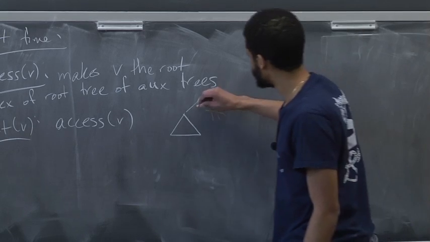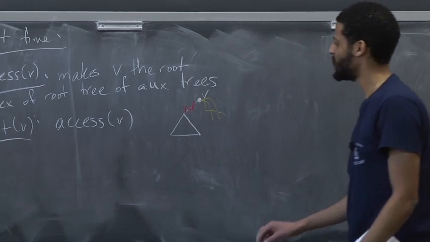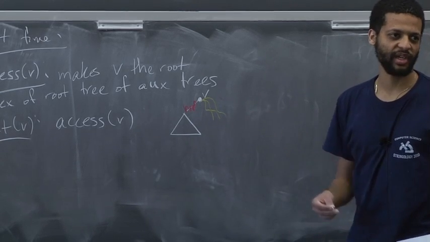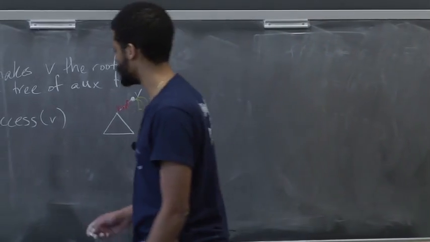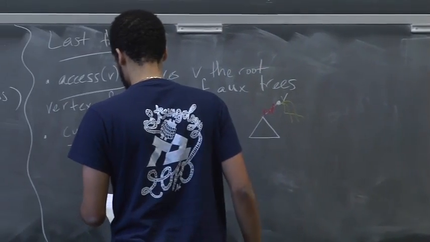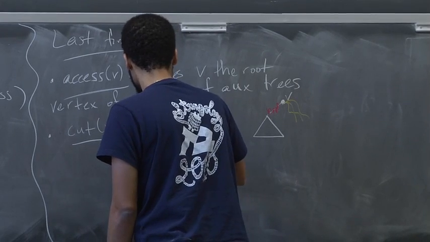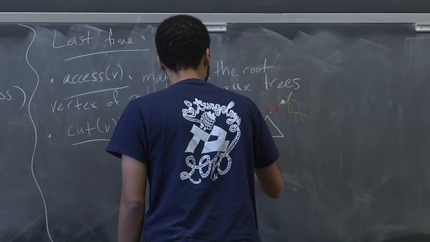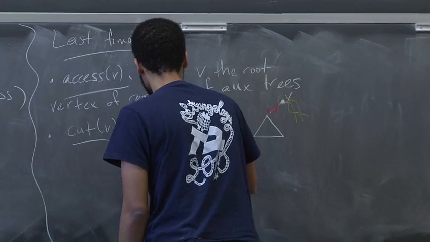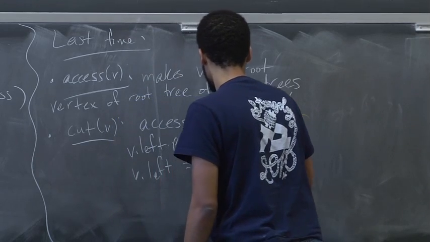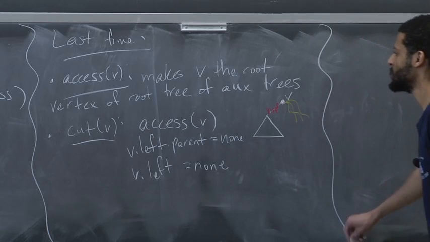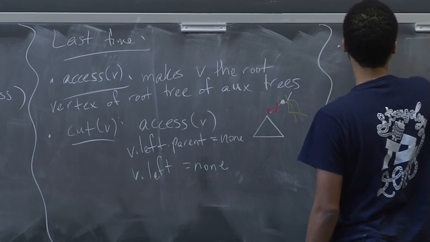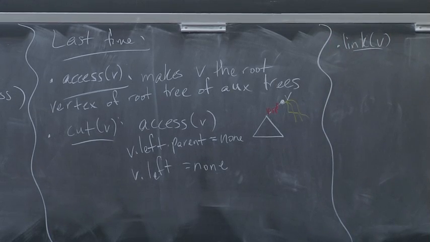At the end of a cut operation, V is in its own singleton aux tree. So V.left.parent is none, and then V.left is none. And then let me write the last one, link. I'm not going to write all the other ones. We'll just focus on these for the analysis.